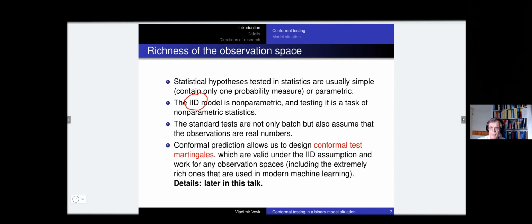So the goal here is to design conformal test martingales. Martingales valid under the IID assumption. And they're constructed based on conformal prediction. So I will tell you how this can be done.